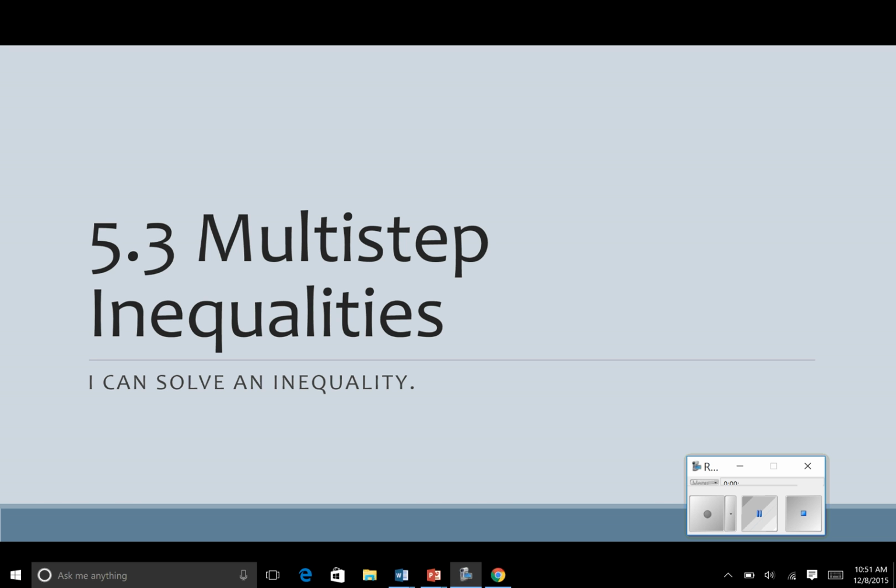Today we're going to talk about multi-step inequalities. So we've looked at graphing them, writing the solutions in interval notation, solving 1 and 2 step. So now we're going to go to multi-step inequalities.